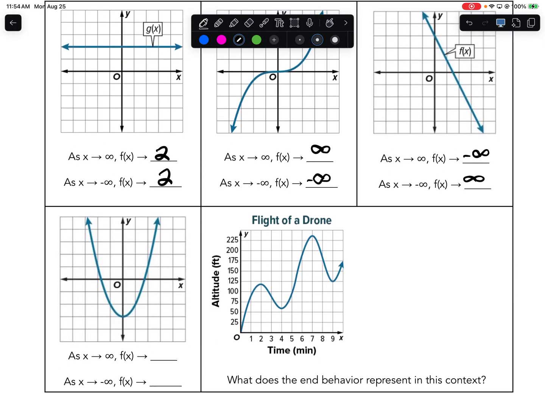Okay, how about this one? As x goes to infinity, f of x is infinity as well, right? So as x is going this way, y is going up forever, right? And how about as x goes to negative infinity? Still positive, right? Still going up forever. So as x goes this way to the left, y is going up forever this way. Okay?